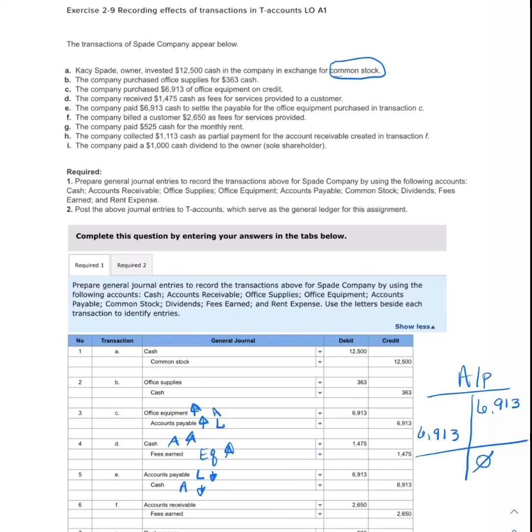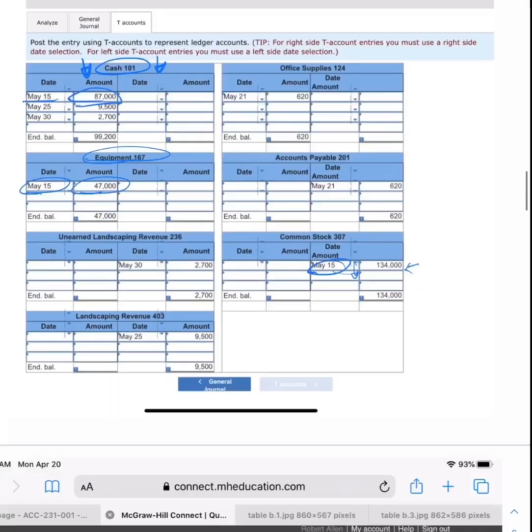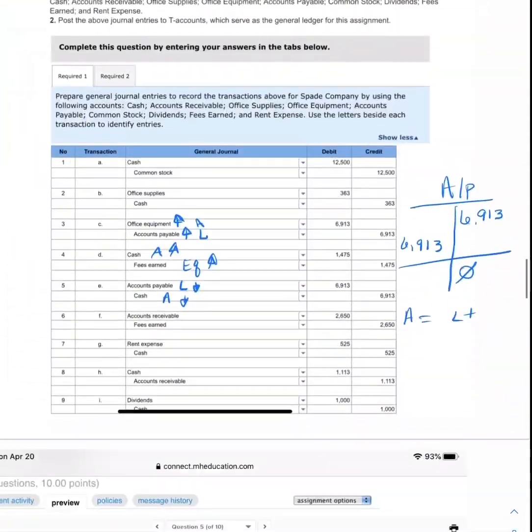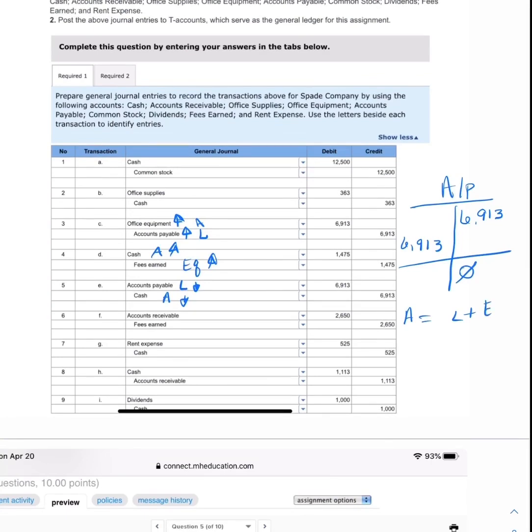So you say, well, how does that work in the accounting equation? Well, assets equals liabilities plus equity. So an asset went down and the liability went down, both by $6,900. So the accounting equation remains in balance.